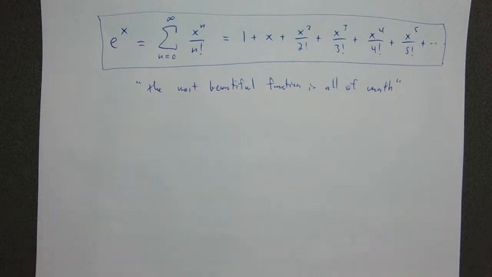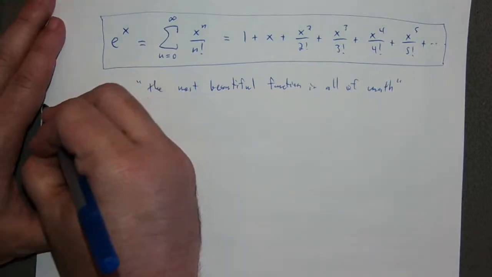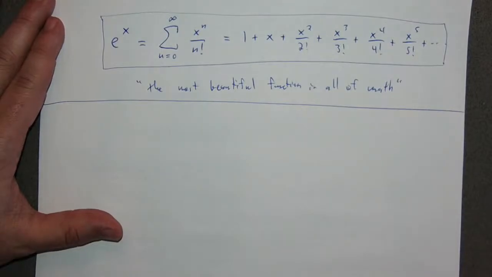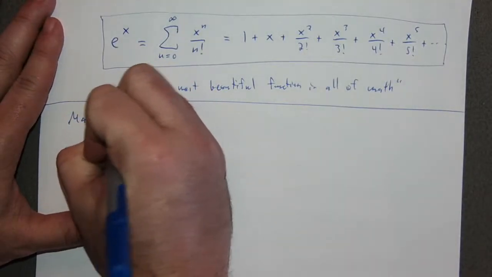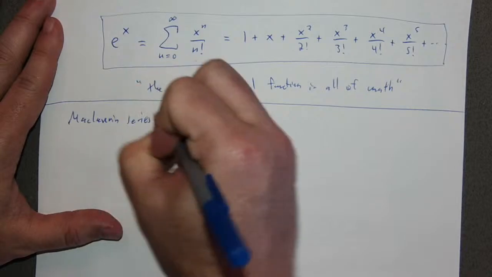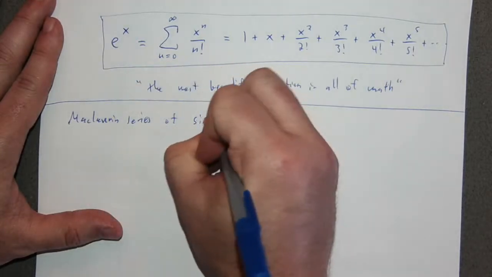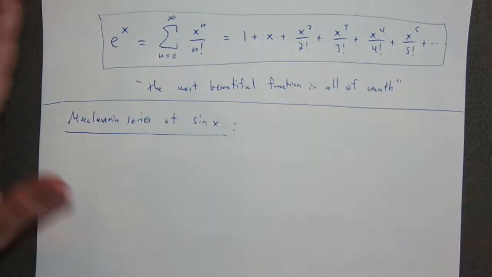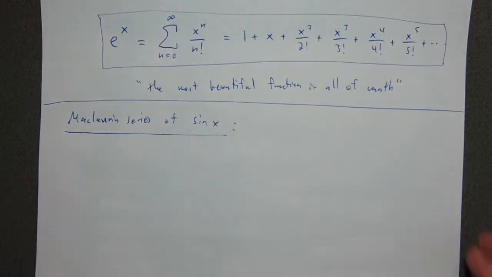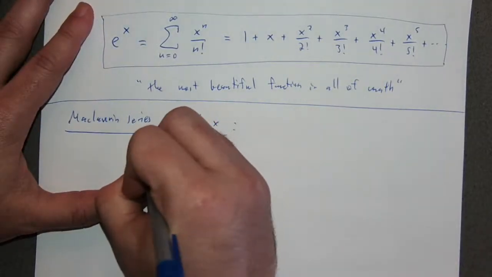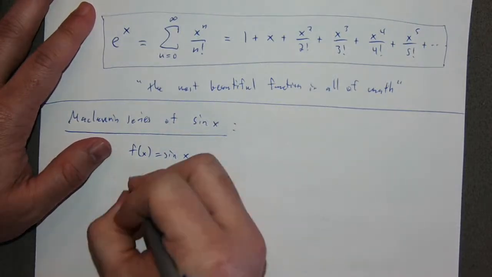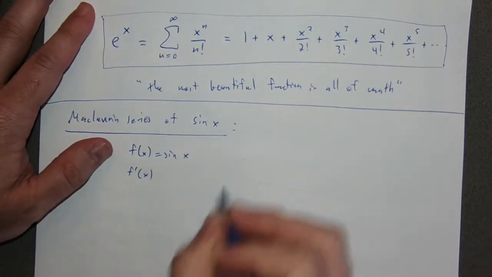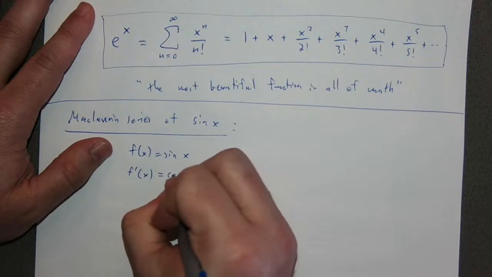Another thing is that it includes, sitting inside it, some other functions that you might not think about. Now I want to find the Maclaurin series of sine and cosine. So I want to find the Maclaurin series of sine x. How do I do that? Well, my function here is going to be sine x. Doing the same thing, I take derivatives. The derivative of sine x is cosine x.